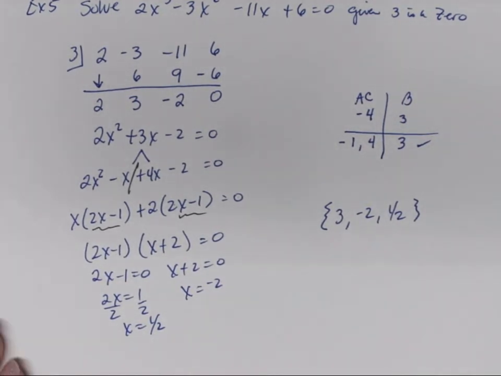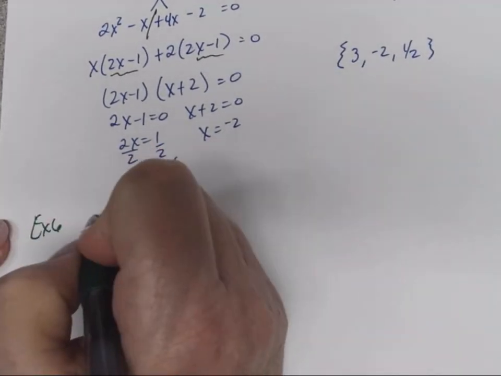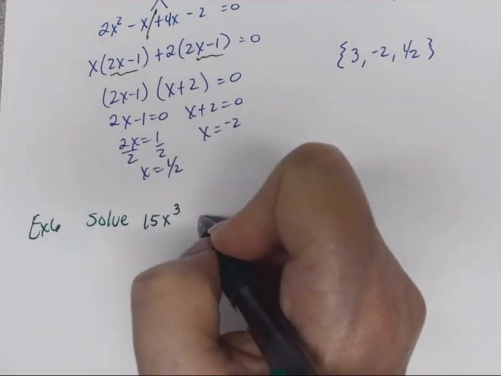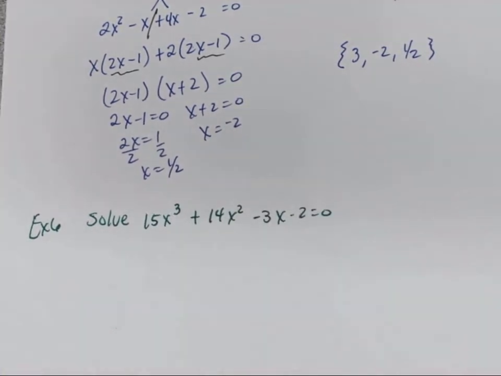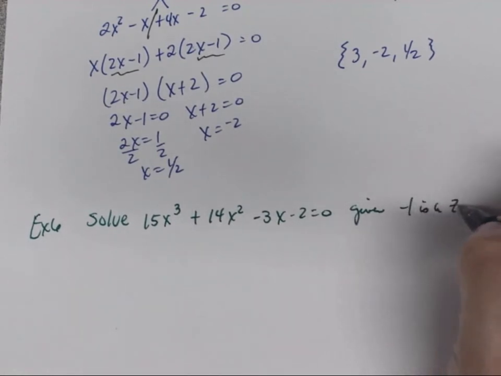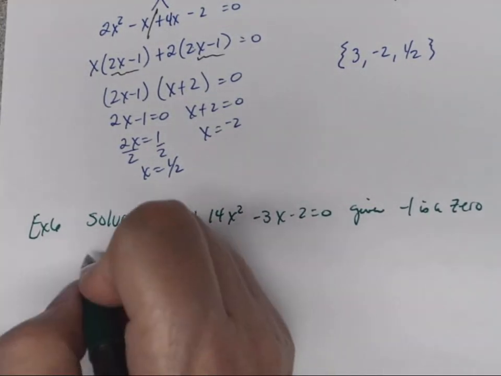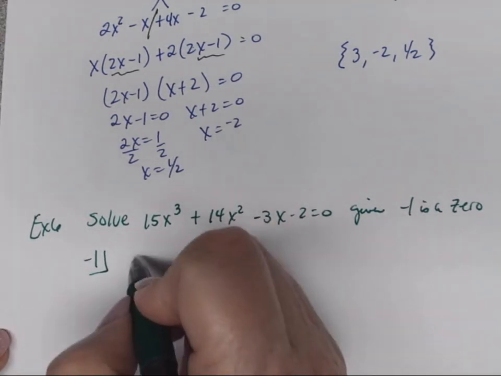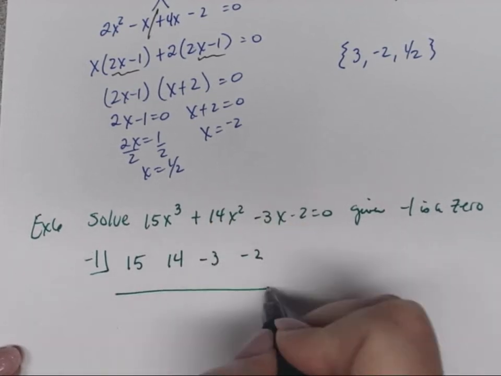All right, let's go look at another example. So example 6, we want to solve 15x cubed plus 14x squared minus 3x minus 2 equals 0, given that negative 1 is a 0. So that tells me my negative 1 will go in the square. I'm not missing any of my exponents, so we'll have 15, 14, negative 3, and negative 2.